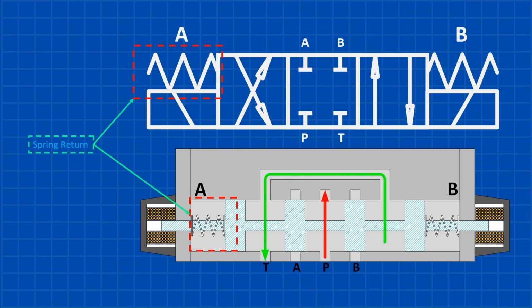Now that we've covered the basics, let's break it down. This is a four-way, three-position, solenoid-operated center-blocked valve. Let's see how it works.